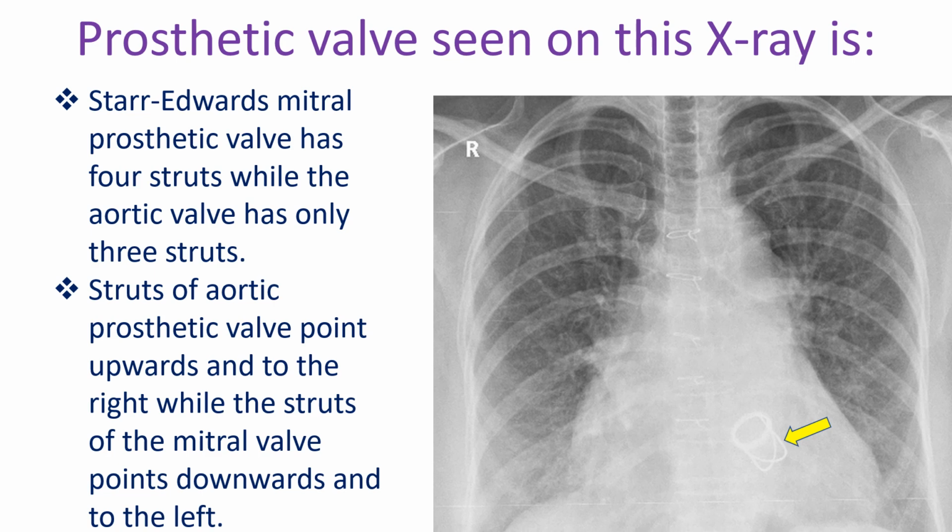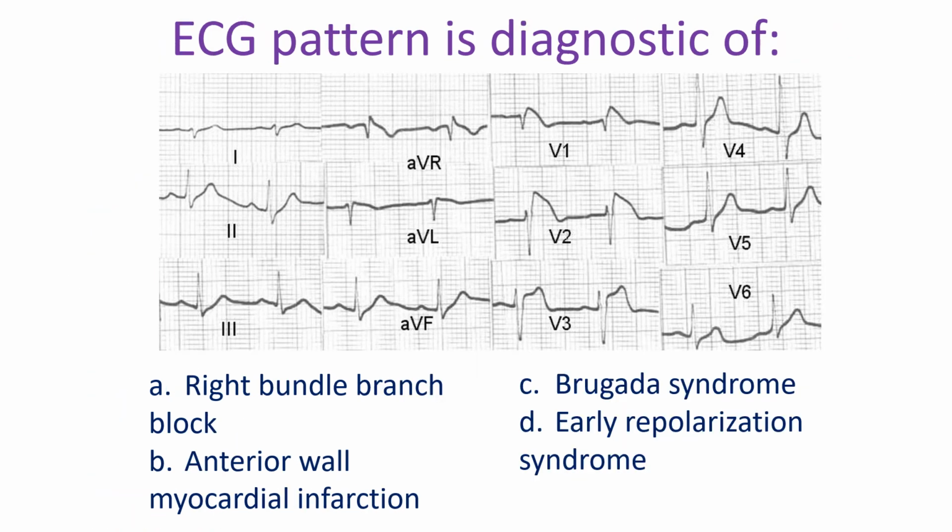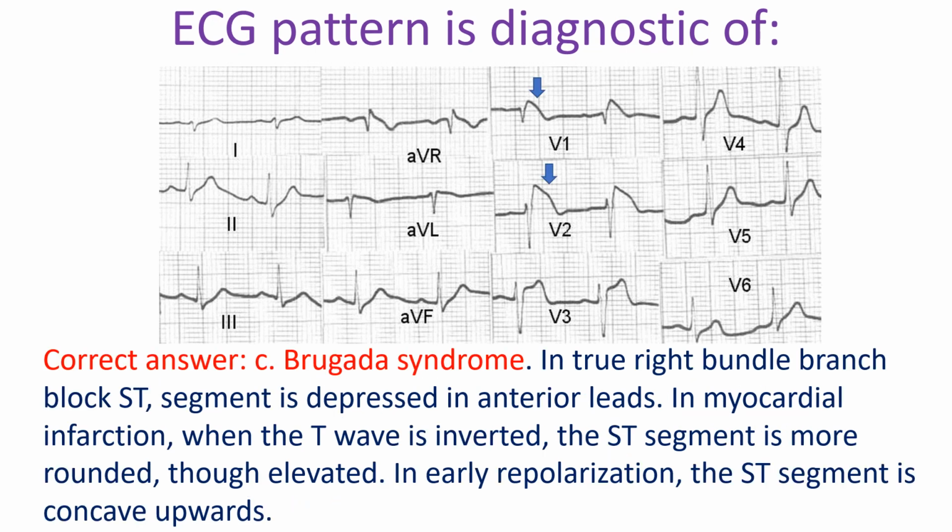ECG pattern is diagnostic of A. Right bundle branch block, B. Anteroseptal myocardial infarction, C. Brugada syndrome, D. Early repolarization syndrome. Correct answer C.